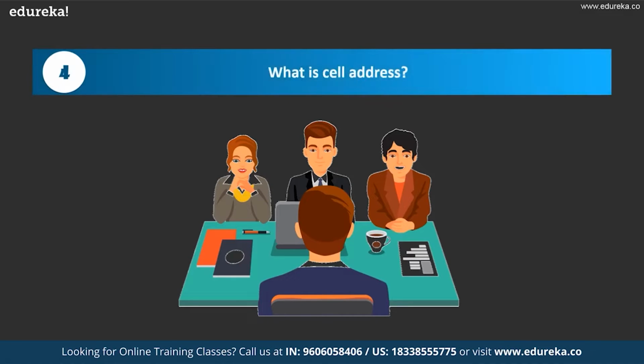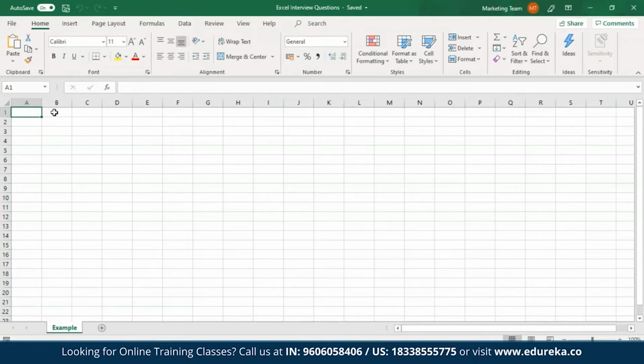So now let's move on towards the next question. What exactly is a cell address? The address of a cell refers to the address that is obtained by the combination of the row number and the column letter. So each cell of an MS Excel sheet will have a unique address. So I hope you guys are clear with this.